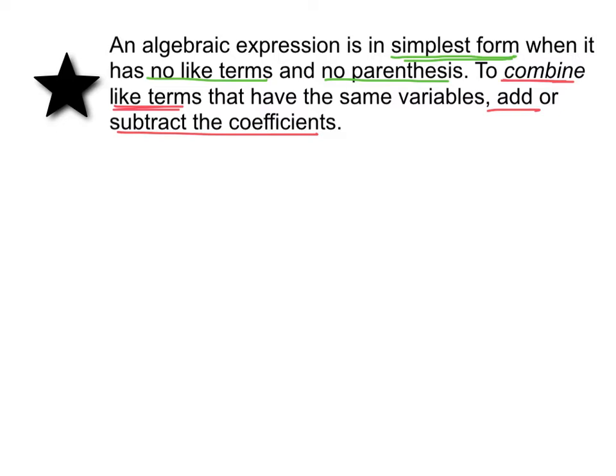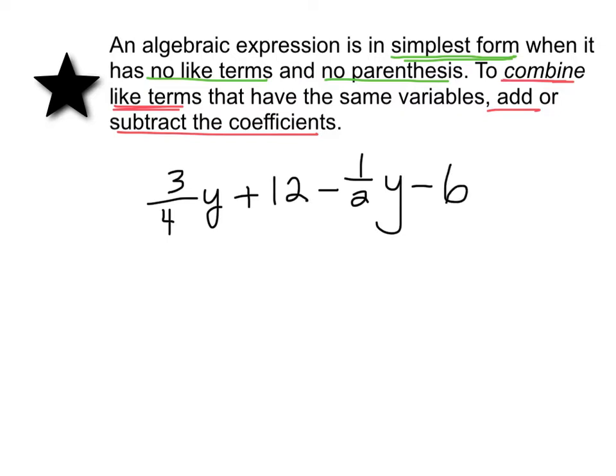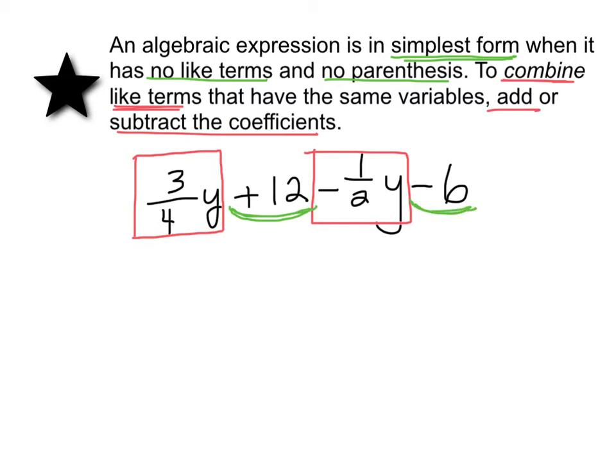If I give you something that looks like this, 3/4 y plus 12 minus 1/2 y minus 6. We have to simplify this. In order to simplify, you are going to combine like terms. So I'm going to color code this. I see that I have a y term right there. I see I have another y term right here. So I have 3/4 y minus 1/2 y. I also have constants, which would be 12 and minus 6.